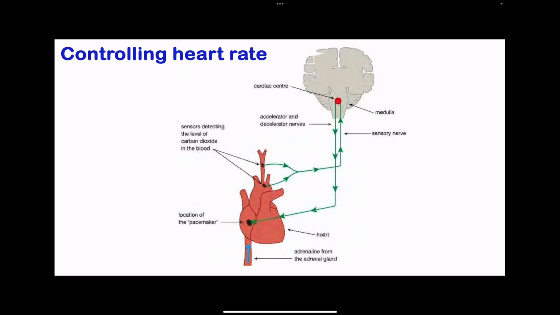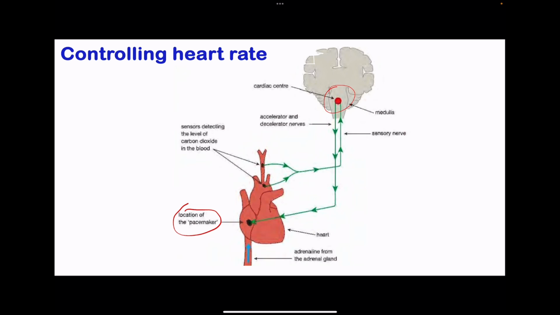Remember, within the heart, we have the pacemaker region, and this is the region that causes a stimulation of the heart muscle so that it can beat appropriately. However, the resting heart rate is about 70 beats per minute, which is quite lower if somebody is carrying out intense exercise. So the brain is involved in stimulating the heart to beat a little bit more.